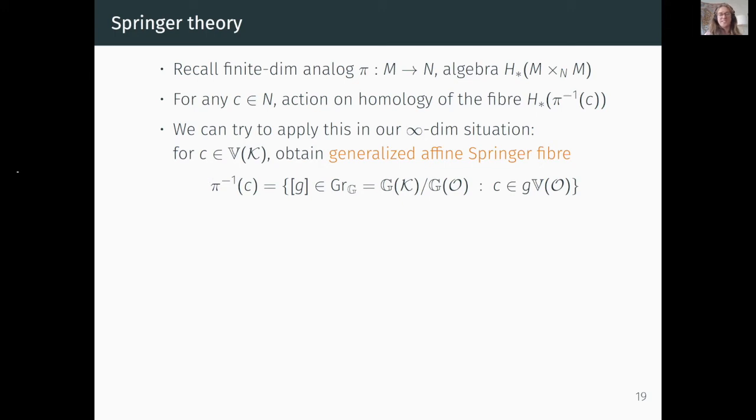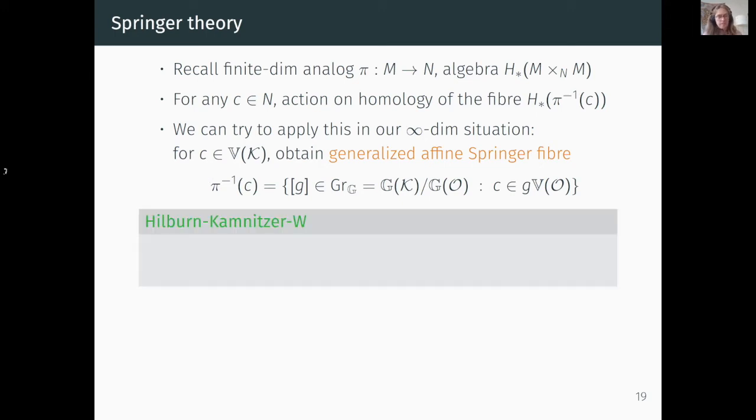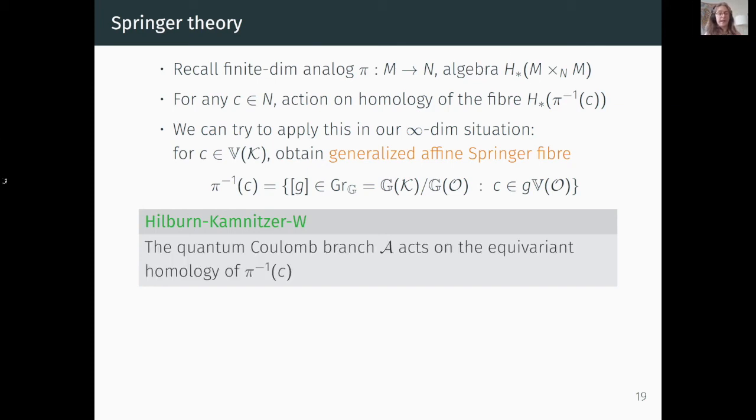In general, it's kind of hard to say stuff about them, but what we're able to show is that actually this analogy with the finite dimensional situation does play out. And this quantum Coulomb branch acts on the equivariant homology of these generalized affine Springer fibers. There's maybe some technical issues about what type of C you might want to choose, but I think we can gloss over that for now.